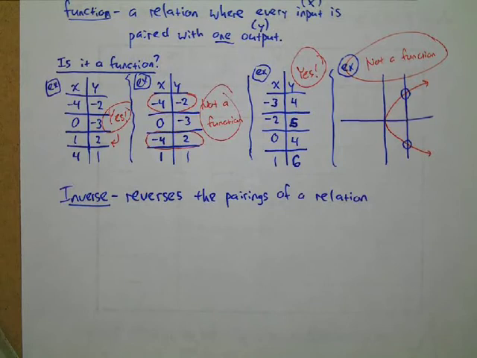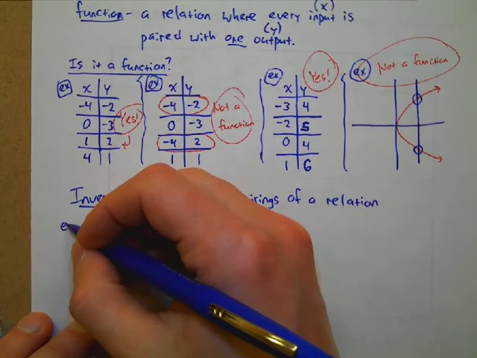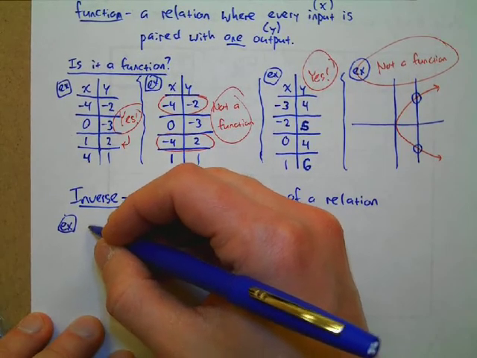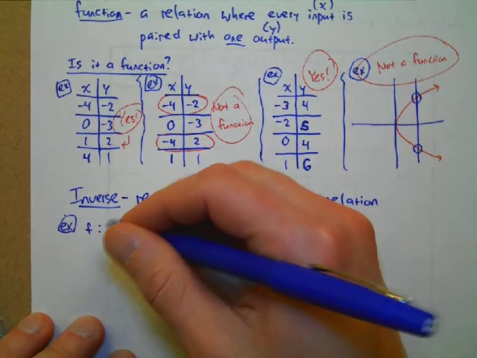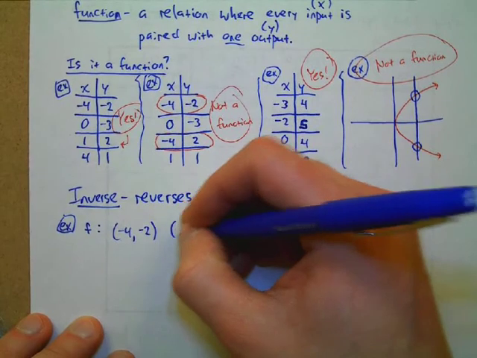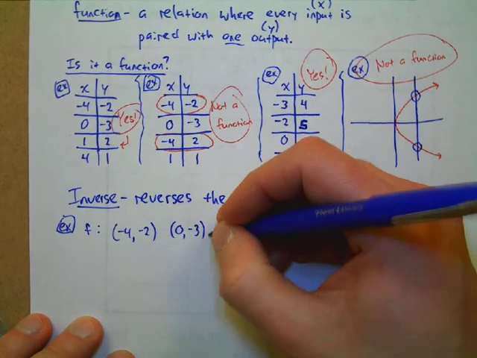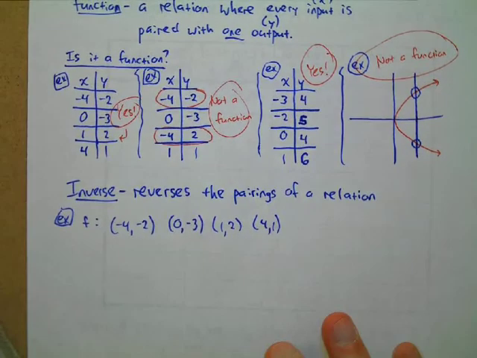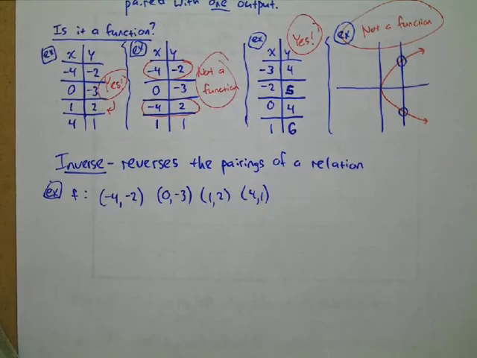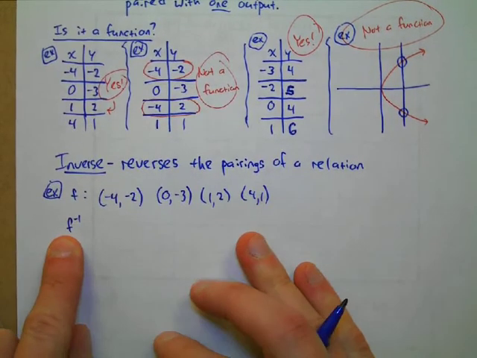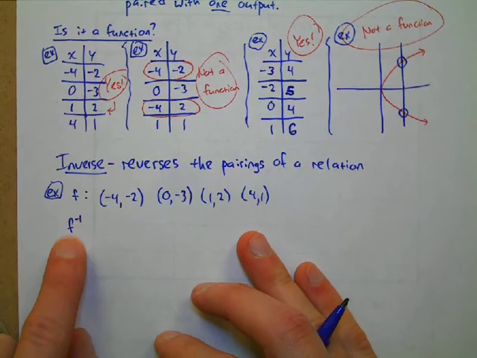Okay, so for example, if f is (-4, -2), (0, -3), (1, 2), and (4, 1), F inverse, which I'll show you, is shown like this. It's F with a -1 power. So F to the -1 like that.